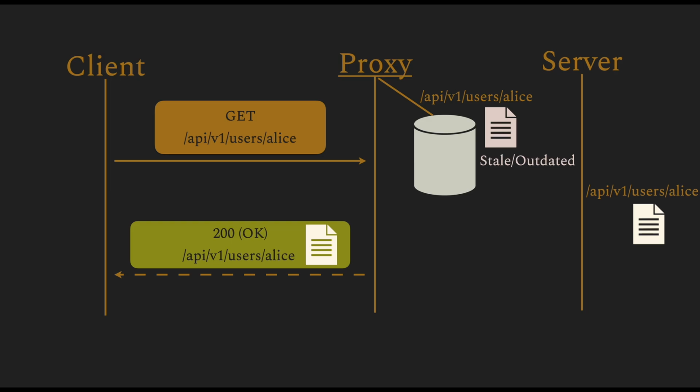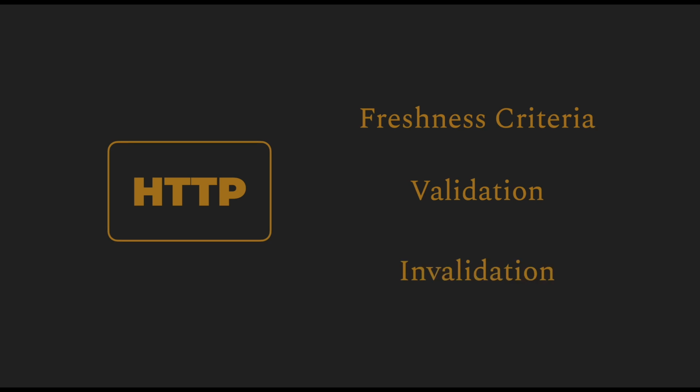Now, when the data on the origin server is updated, the data that is stored in the cache becomes stale or outdated. And the proxy has to contact the server to retrieve this data, which is something that we want to avoid. So HTTP provides three mechanisms to ensure that the cache data does not go stale, while also trying to reduce the calls to the origin server. These mechanisms are defining freshness criteria, validation, and invalidation.